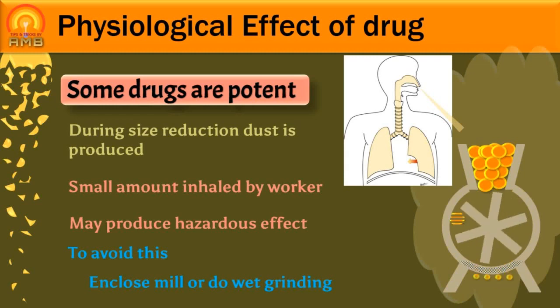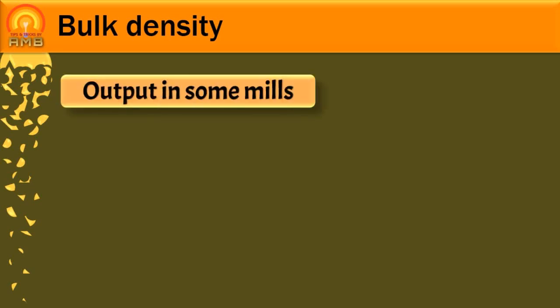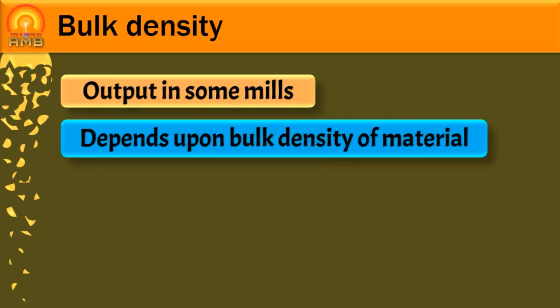Last factor is bulk density. Output of size reduction of material in most of the machines depends upon bulk density of material.